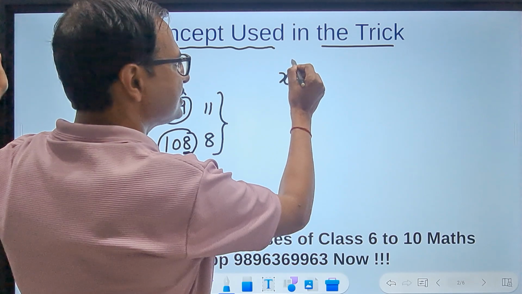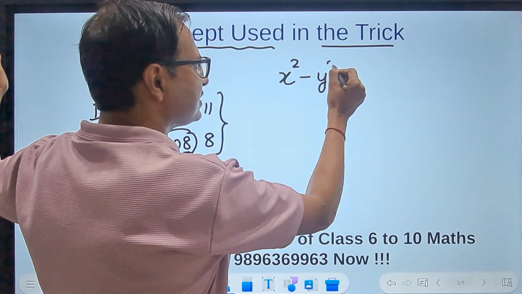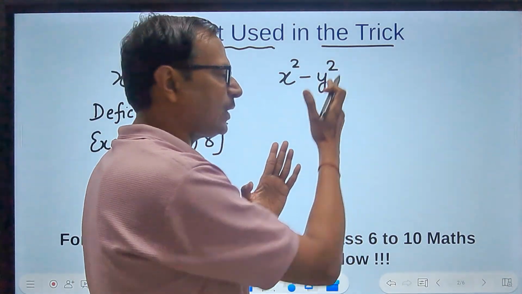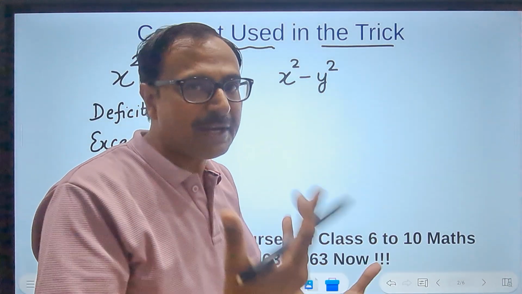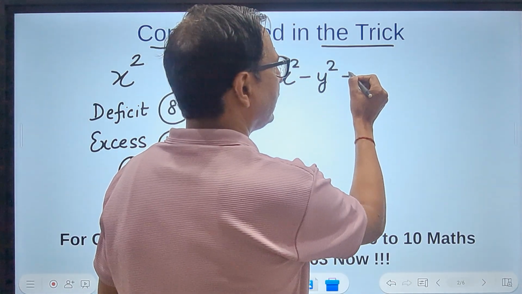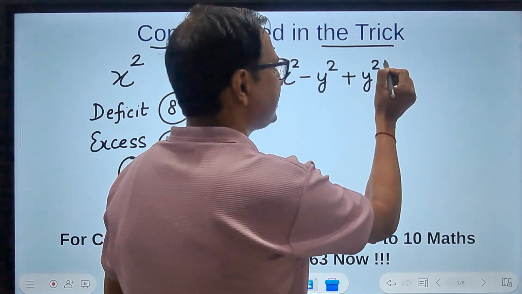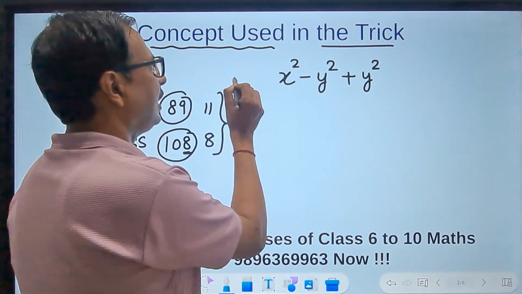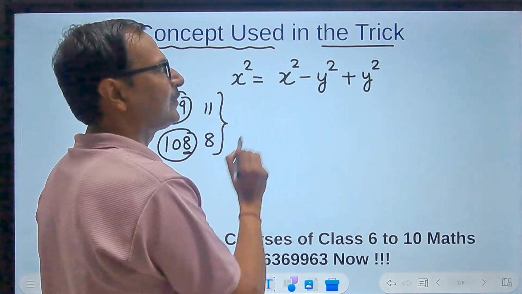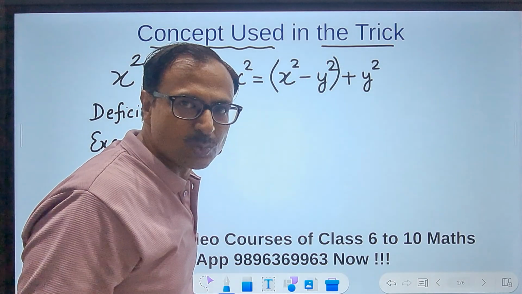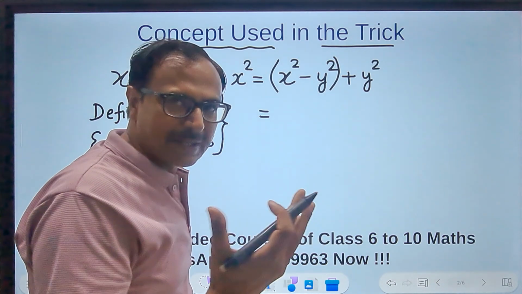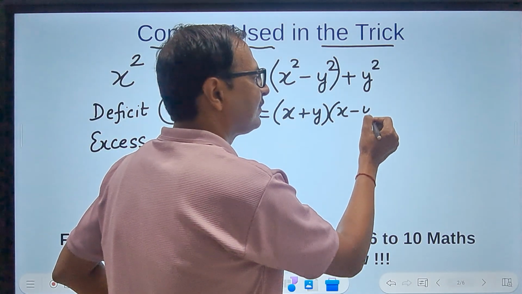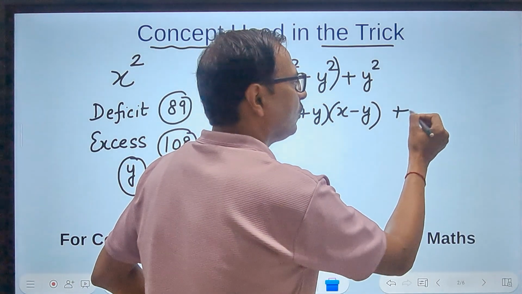I want to find the square of the number x, so what am I going to do? I am going to subtract the square of deficit from the square of the number, and because I am subtracting the square of deficit, I have to do the complementary operation also. That means I have to add the square of deficit as well, so that they get cancelled and I have x square as the result. So how am I going to get the value of x square? This part, x square minus y square, we know the identity a square minus b square, which is a plus b and a minus b, right? And then plus y square.